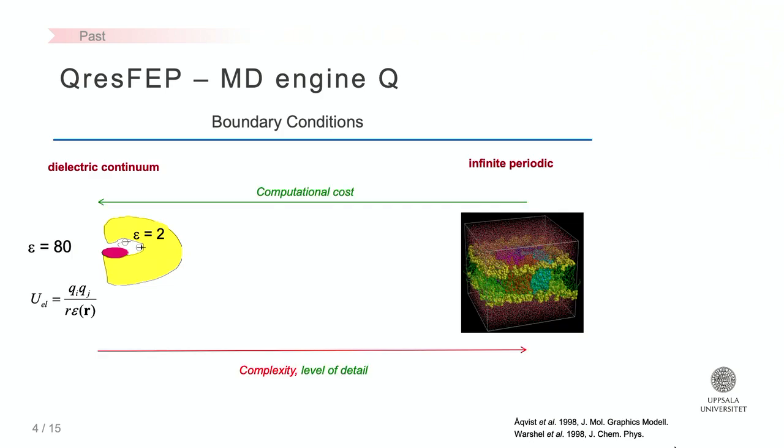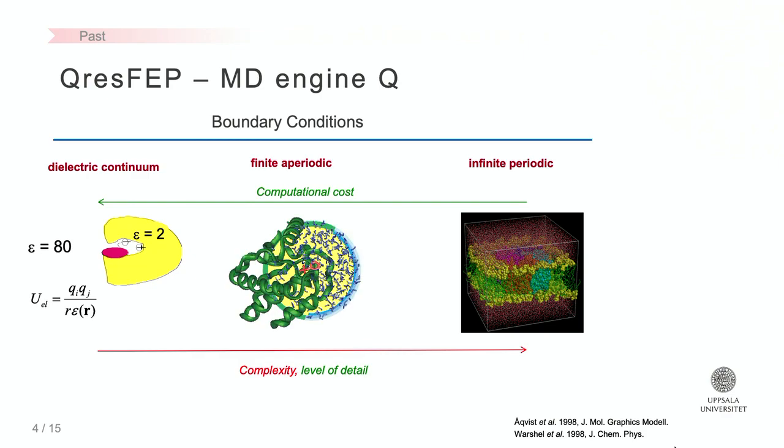On the one hand, we have a dielectric continuum, which is an approximation and therefore quite quick. But on the other hand, we have the more expensive infinite periodic conditions, where you would have your large system in a box with multiple copies. And this is your traditional computational cost versus complexity or level of detail trade-off. And with Q, we work with finite aperiodic boundary conditions, which would end up somewhere in the middle.